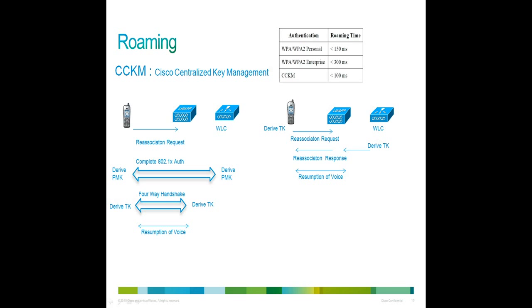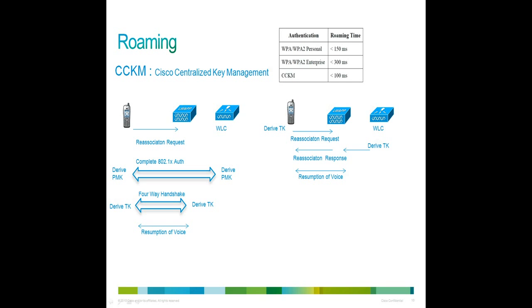If you look at the top right-hand side, you see the different roaming times when different authentication methods are being used. You see that CCKM provides even better performance than WPA2 PSK, which at times I've seen customers find very counterintuitive. But this is the whole reason behind it. The number of packets exchanged between the phone and the access point with the use of CCKM is reduced drastically.